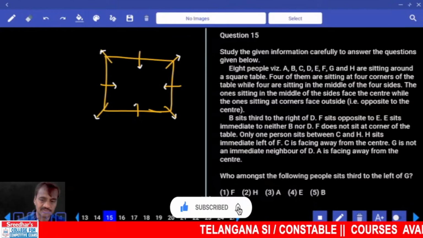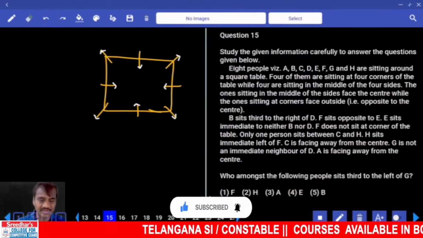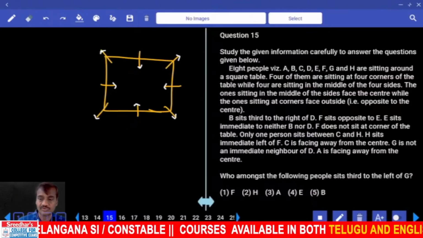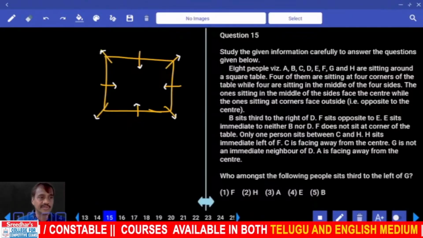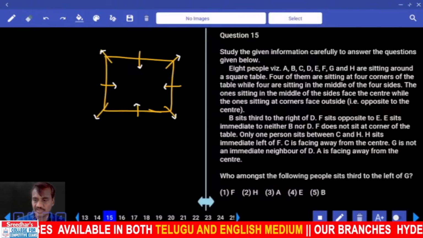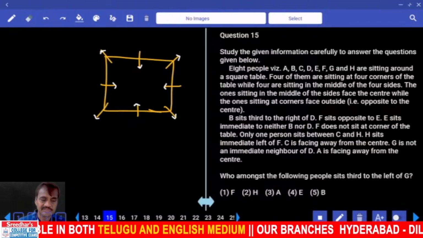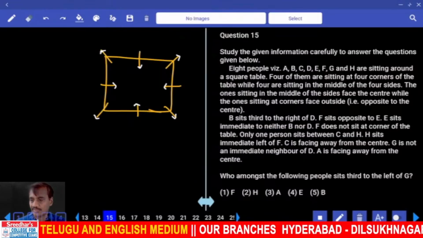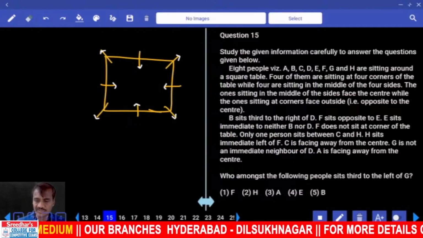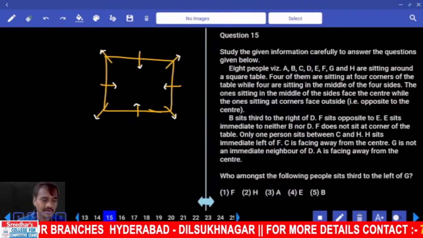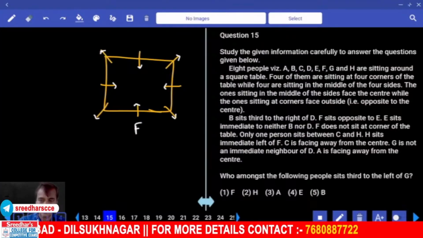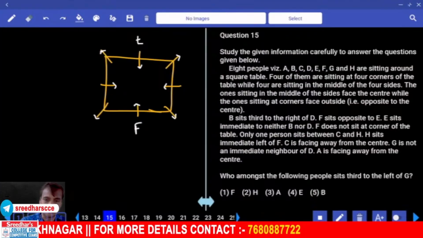Then coming to condition number 1. Now B sits out to the right of D. B is seated out to the right of D. And now first we need to check for what? Direction of any person. F is not at the corner of the table. That means F must be at one of the centers. Then only one person, H sits immediate left of F, and C is facing away from the center. Now can we start with this F? F sits opposite to E, F and E are opposite to each other.